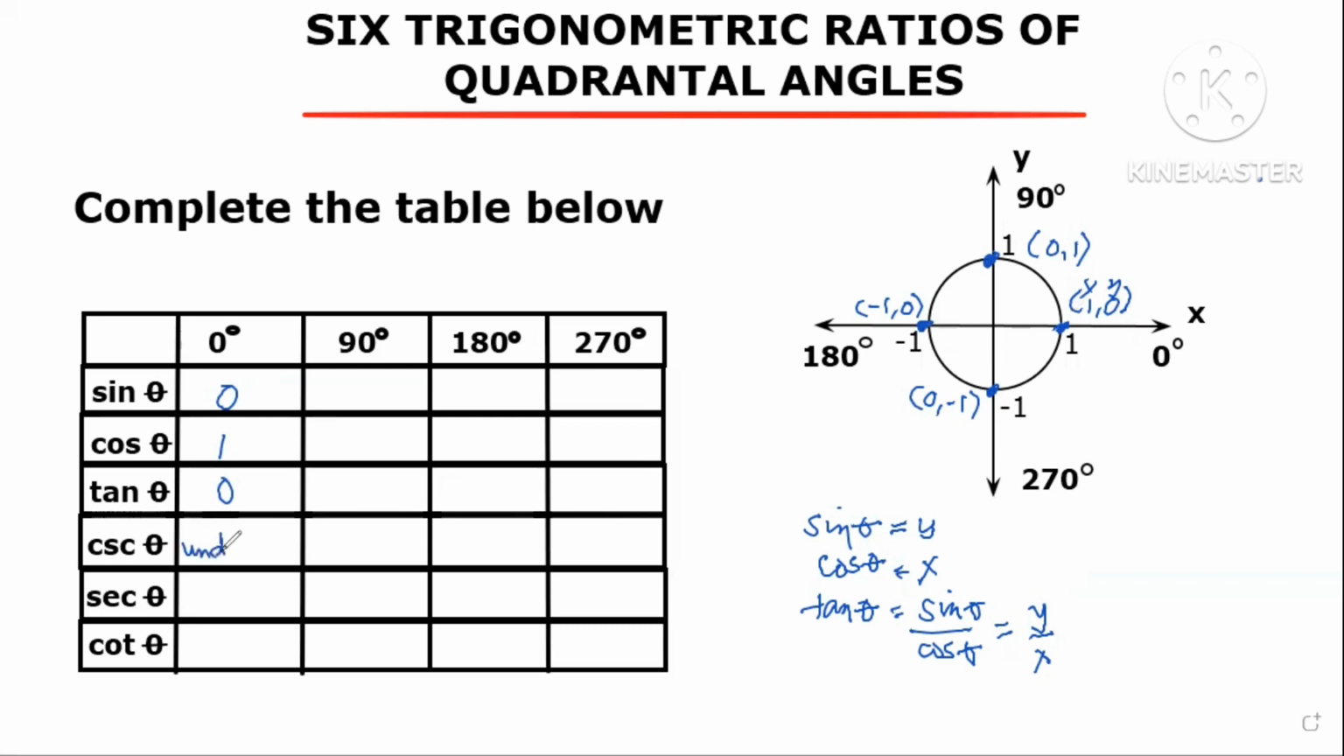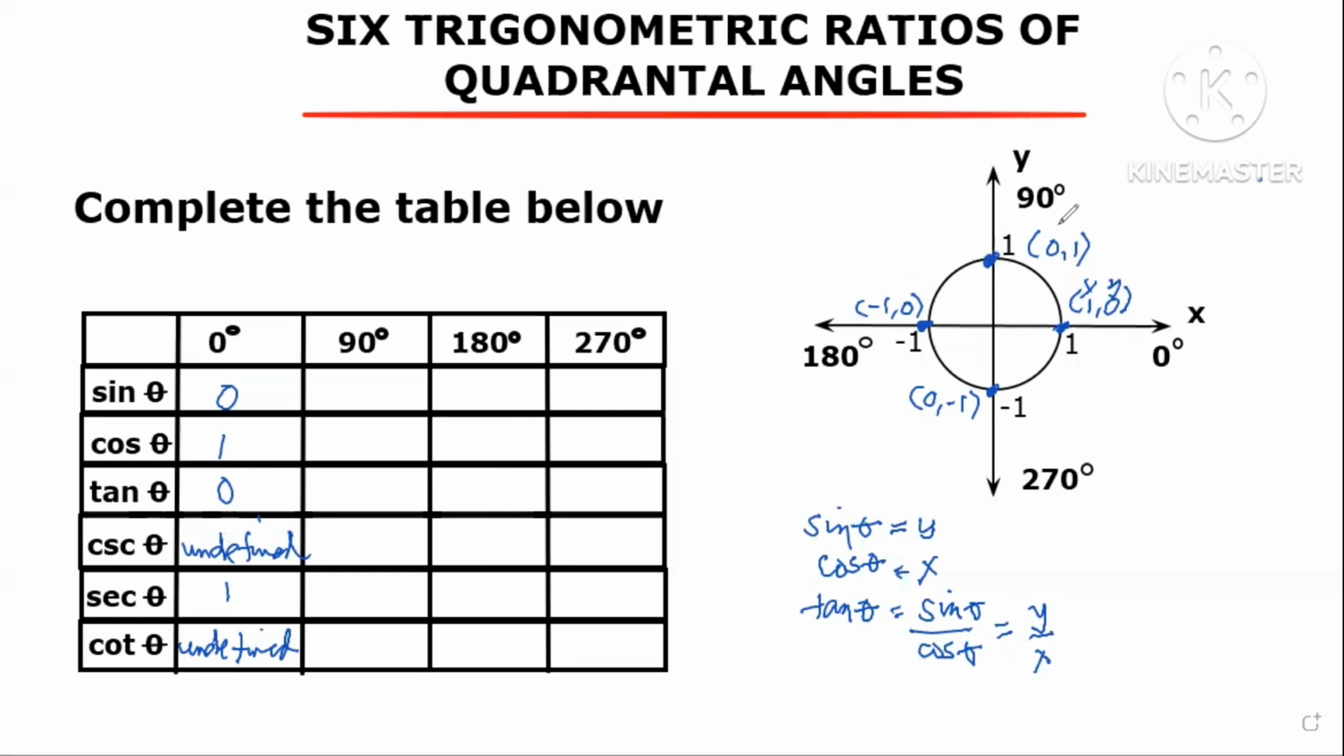Undefined yun ha, pagka over 0. Okay? Now, for secant, reciprocal ng cosine 1 over 1 is still 1 kasi 1 over 1 is 1 pa din. And cotangent, reciprocal of 0, again, is undefined because 1 over 0 is undefined. Kompleto na po ang trigonometric ratios ng ating 0 degree. Okay? Now, how about for 90?